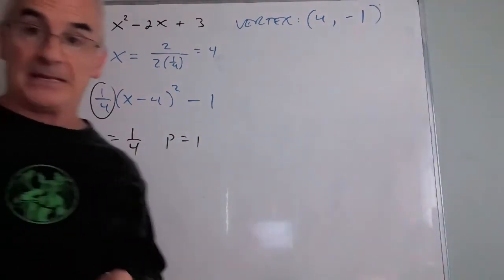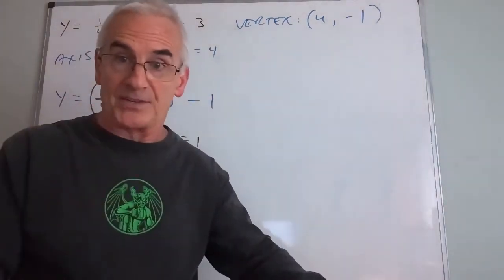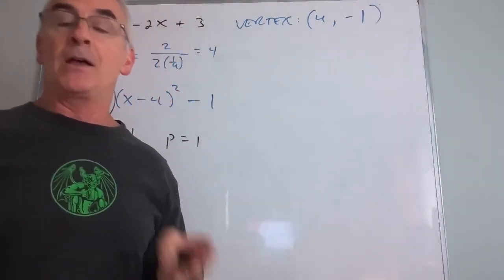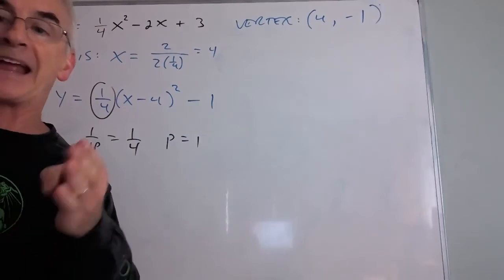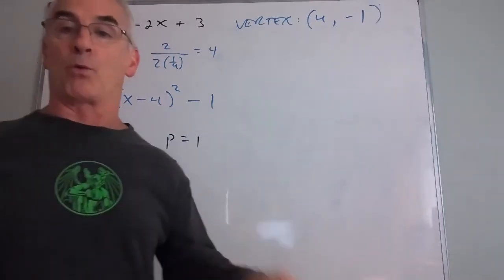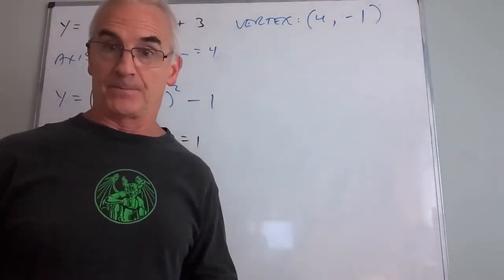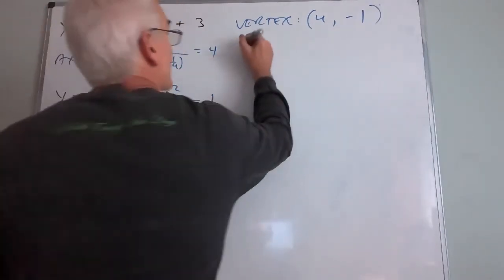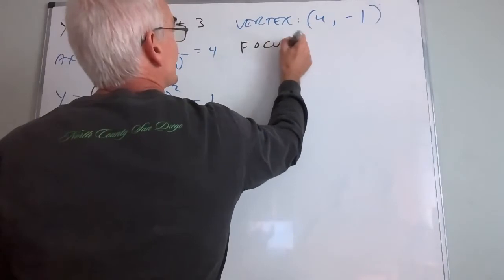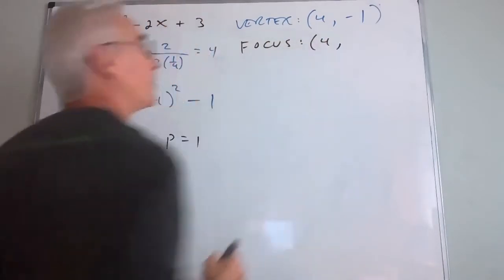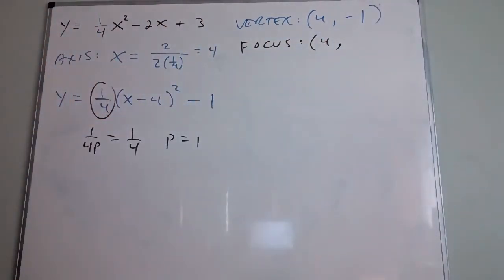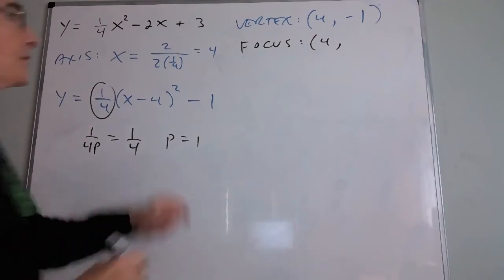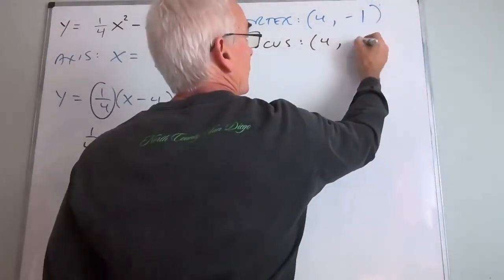then I know that P must equal 1. Now, P can be negative. If my parabola points downwards, P is a negative value. P is always the amount that I add to the y coordinate of the vertex. Okay, so if P was a negative number, then I'm going in the other direction. So I can now say that the focus is 4 comma what? I'm going to add 1 to the y coordinate of the vertex. So that's 4, 0.